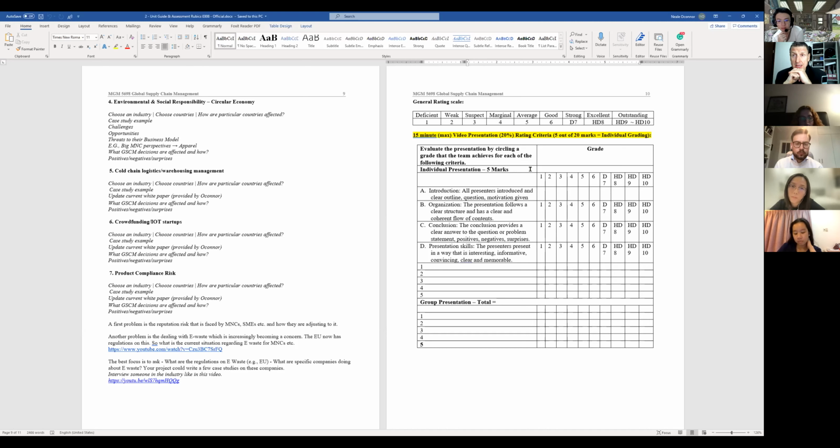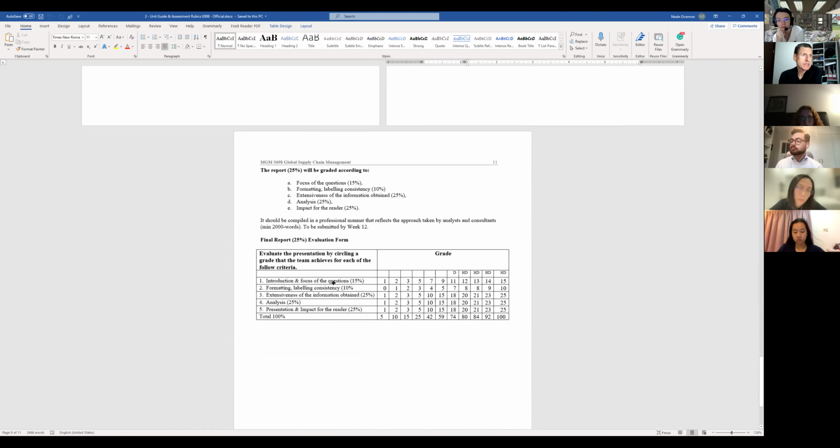So, any other questions? This is the rubric for the presentation, right? Is there a rubric for the report? The report? Yeah, here it is.